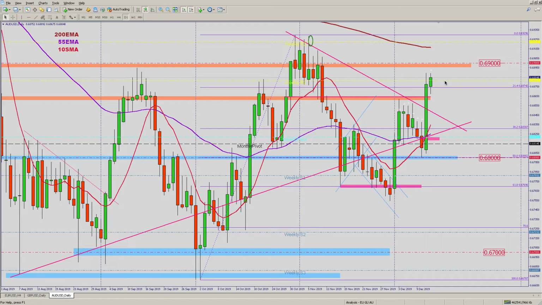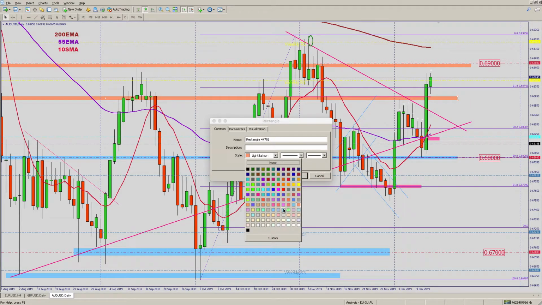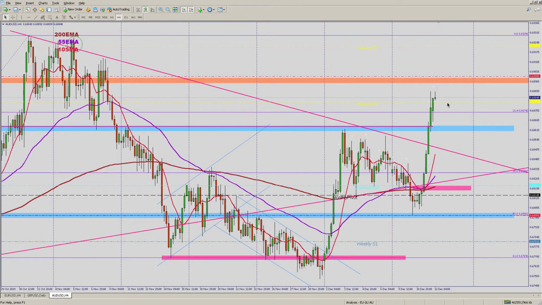and it's already creeping up above the weekly R1 pivot at 0.6882, and it's already gone through this resistance zone, so we can mark this as a support area now. Let's take a look at the 4-hour time frame.